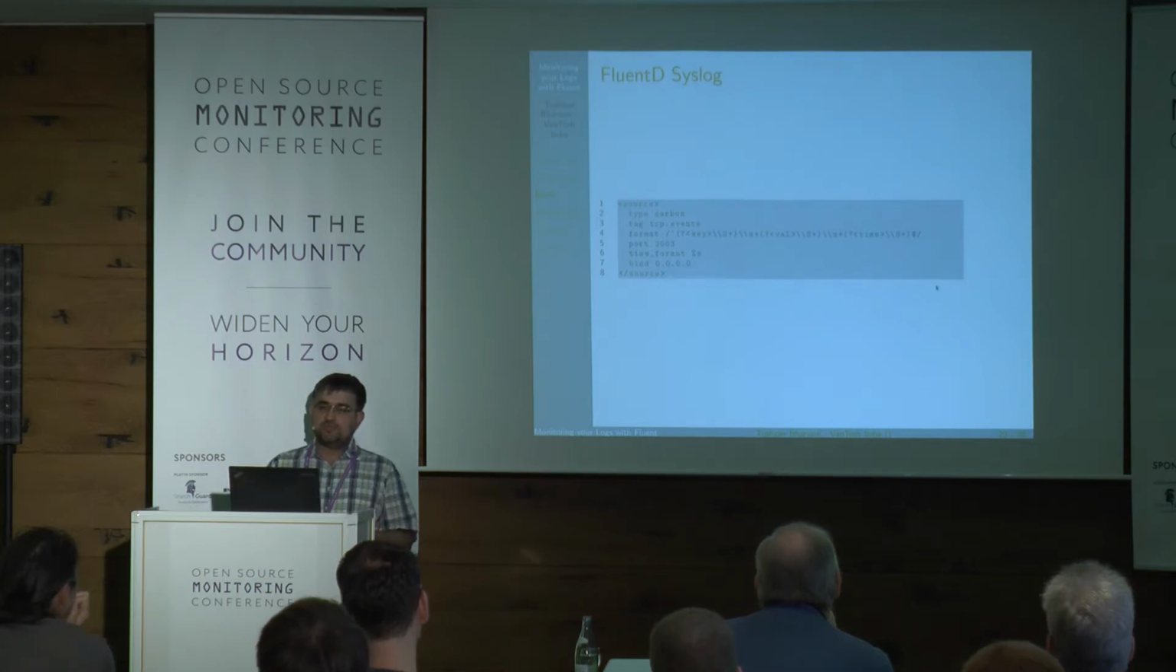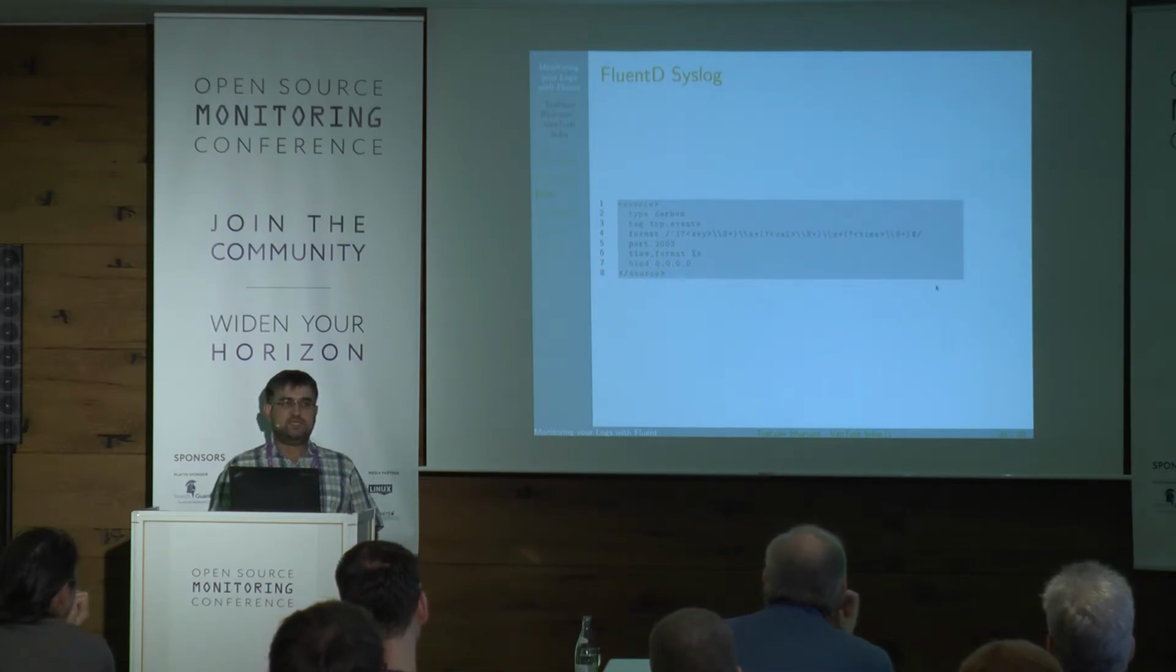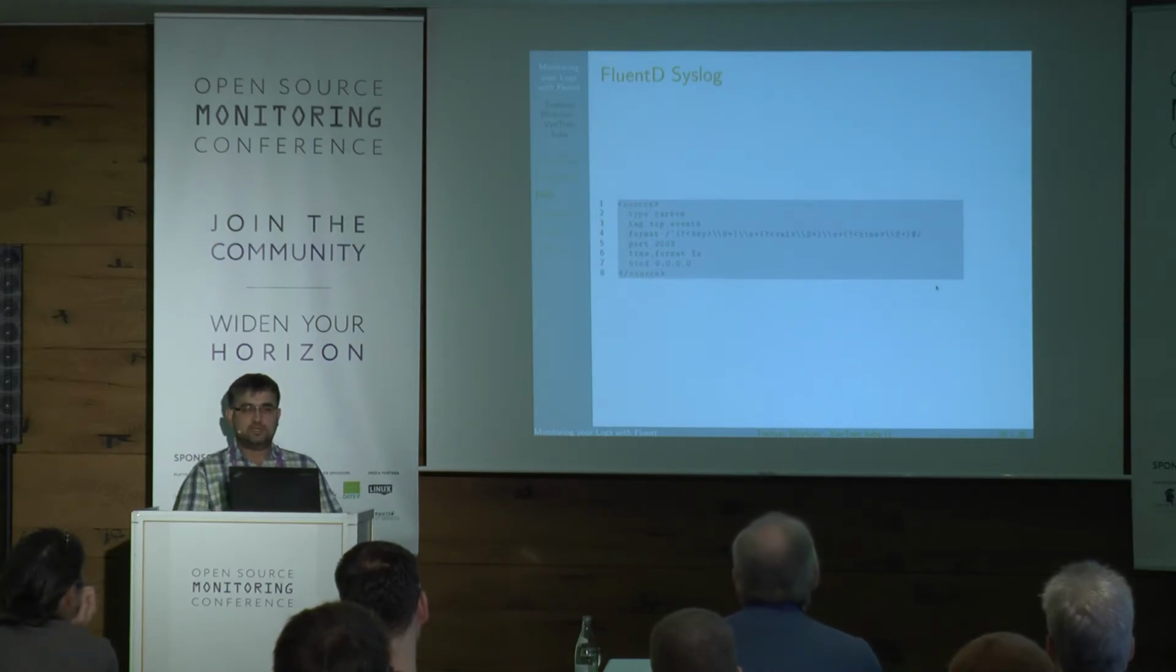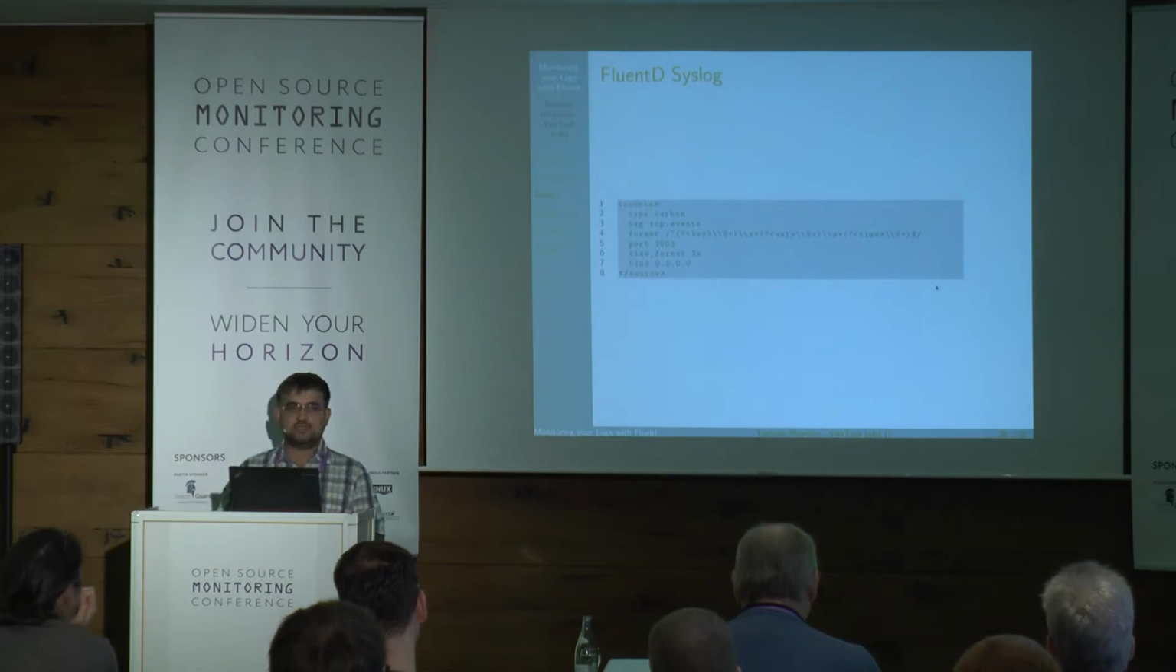In our case, we push everything to Carbon, so we basically have a key which is used by Carbon then to put the data away. And it allows Fluentd to write all the data to Carbon, and we have a nice time series there of all the data itself.